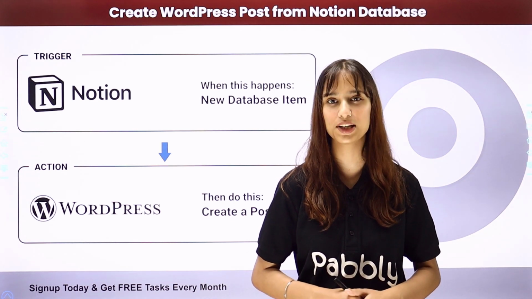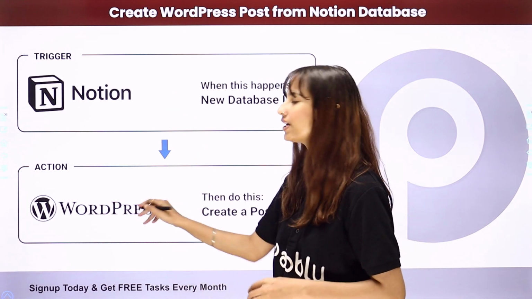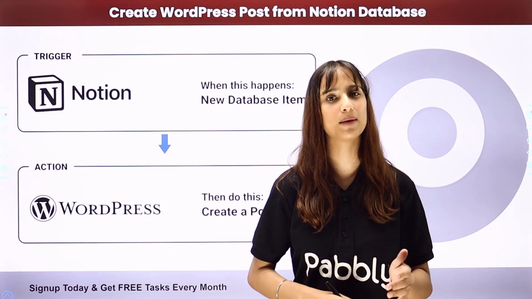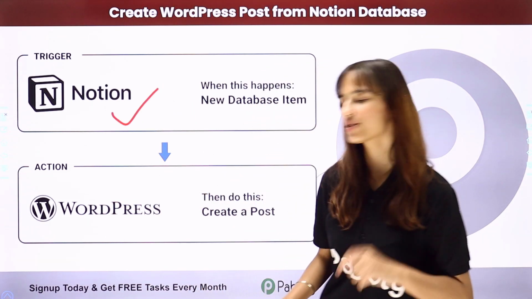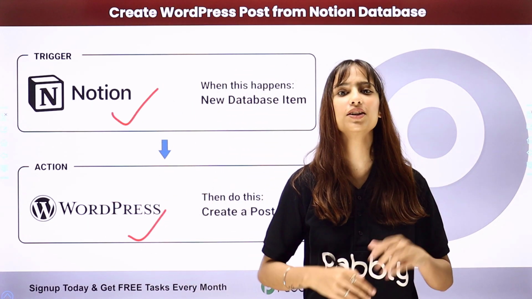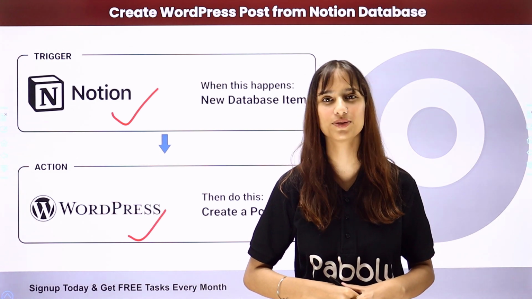So now to do this, I need to build an integration between these two applications for which I will be using Pabbly Connect. So here my trigger application will be Notion and my action application will be WordPress. So if you want to learn more about this integration, follow me through the screen.